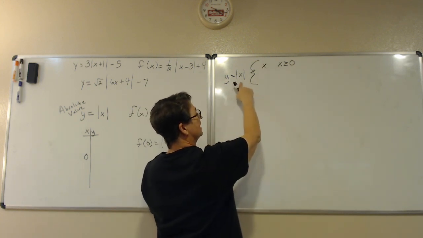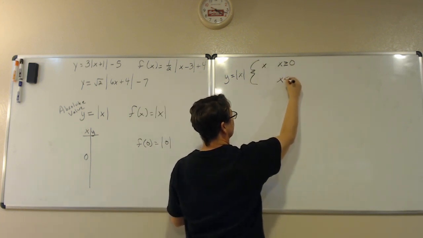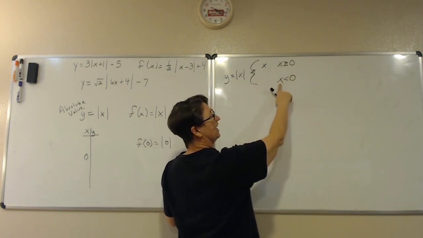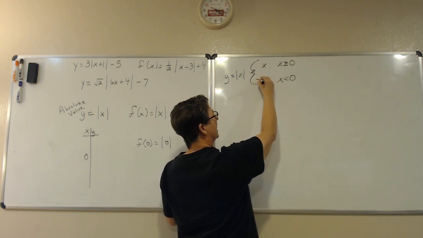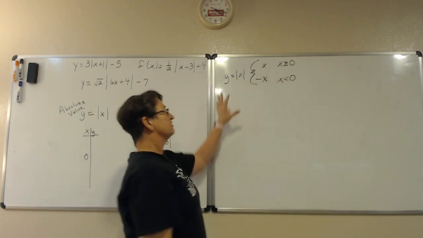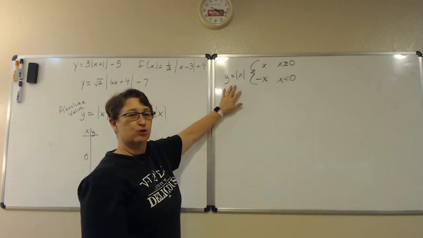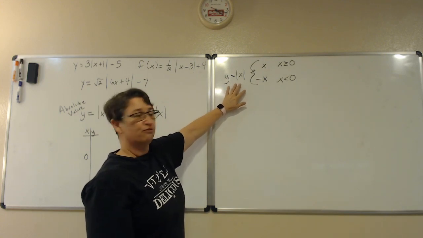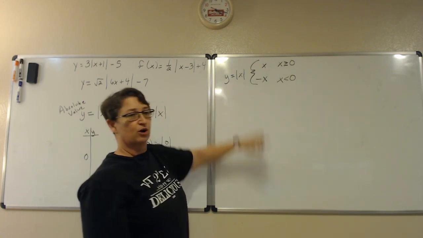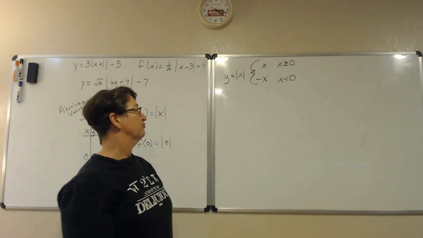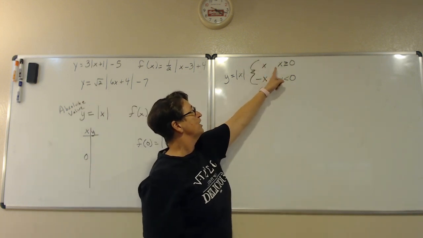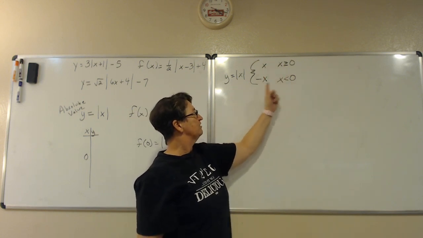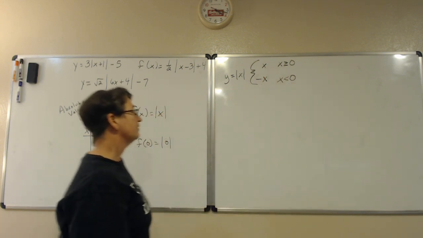But if x is a negative number, that's what this says, if x is less than 0, then we define this as a negative x. So this is like the definition, the mathematical definition of an absolute value function here. This y equals the absolute value of x. We call that a piecewise function. So when it's positive, this is happening, and when it's negative, this is happening.